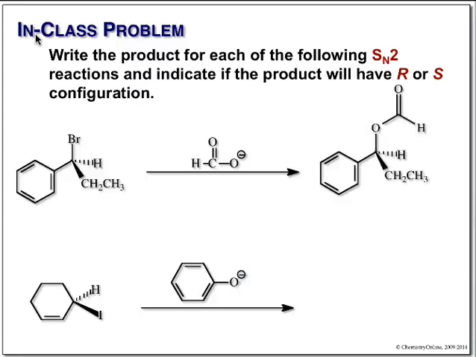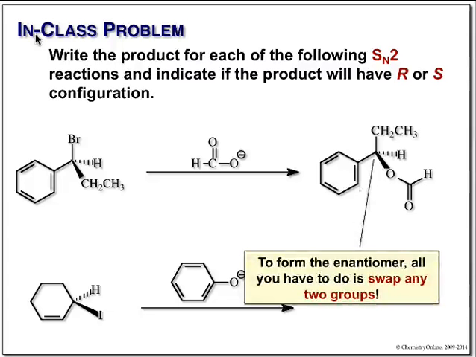Scratch paper. Just substitute the nucleophile for the bromine. Step 2, just pick any 2 groups and swap them, and you have inversion. Any 2 groups.